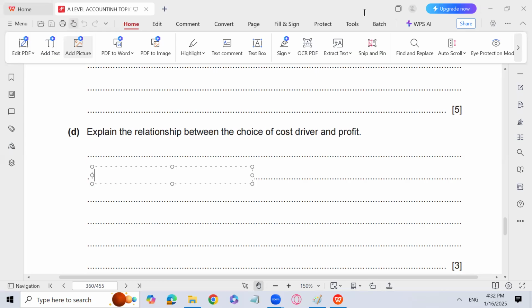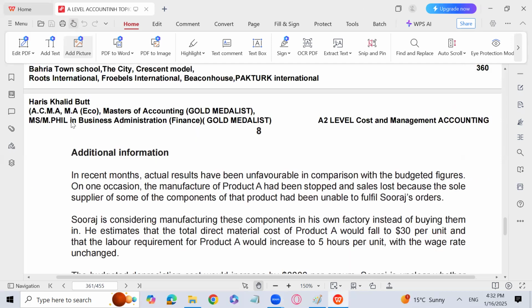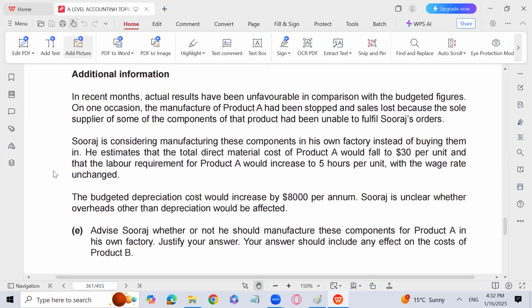Okay. Next is going to be, in recent months, actual results have been unfavorable in comparison with the budgeted figures. The owner is basically of the view that there were unfavorable results in comparison with the budgeted figures. On one occasion, the manufacture of product A had been stopped and sales lost because the sole supplier of some of the components of that product had been unable to fulfill Suraj's order. So we are facing difficulty in getting the supplies from the supplier. So we have decided to manufacture the component by ourselves.